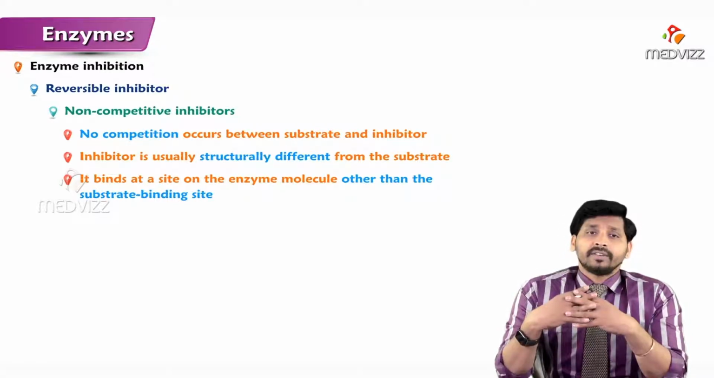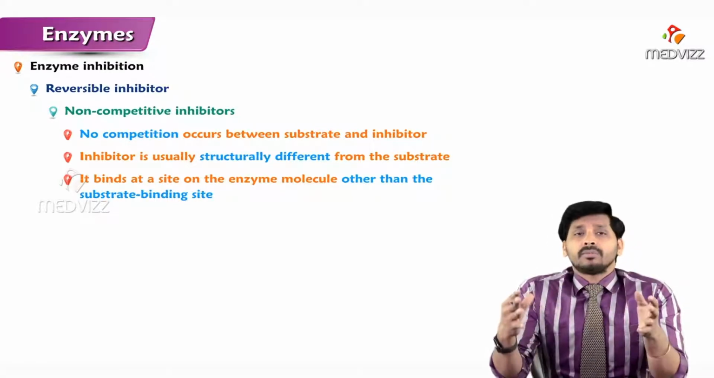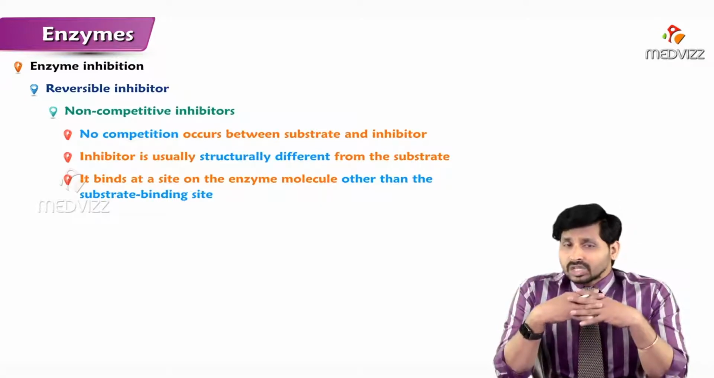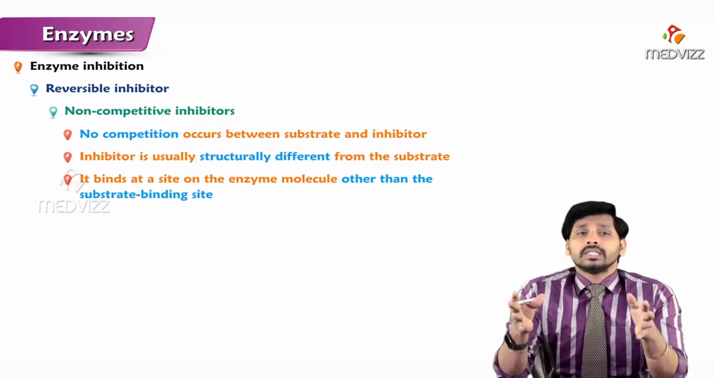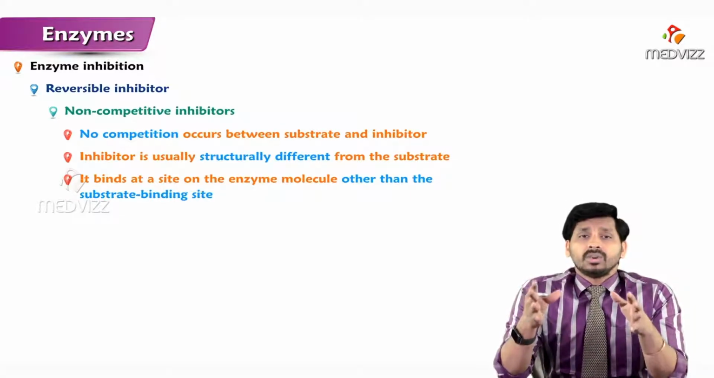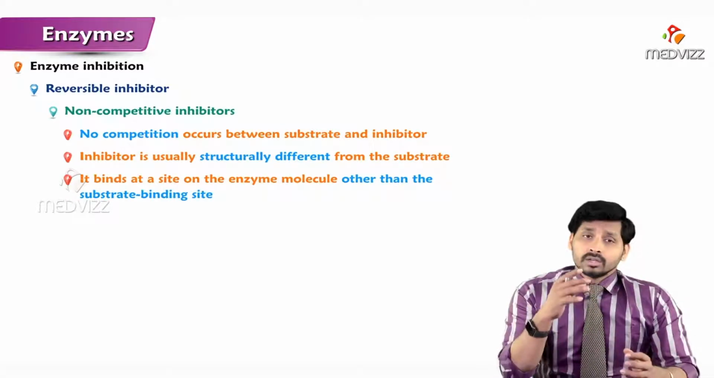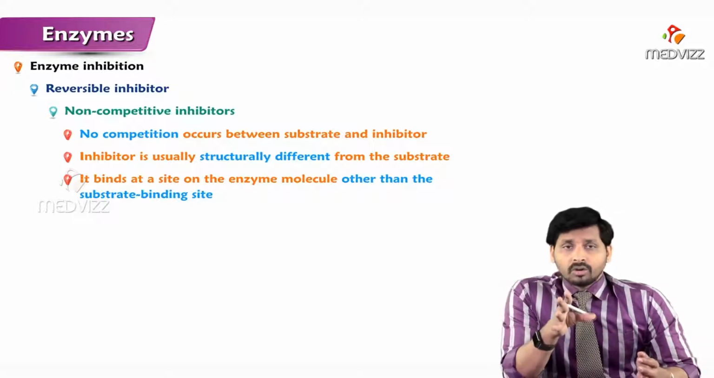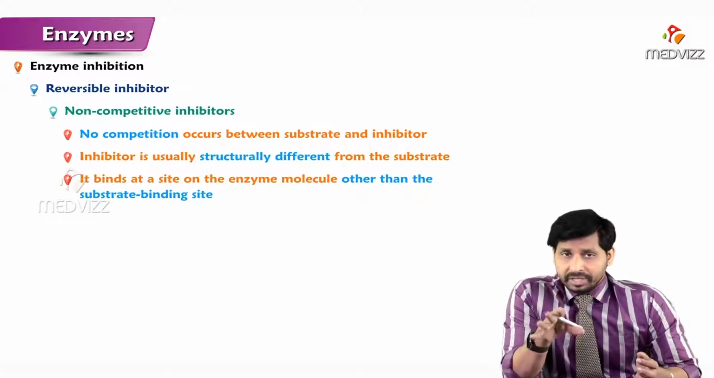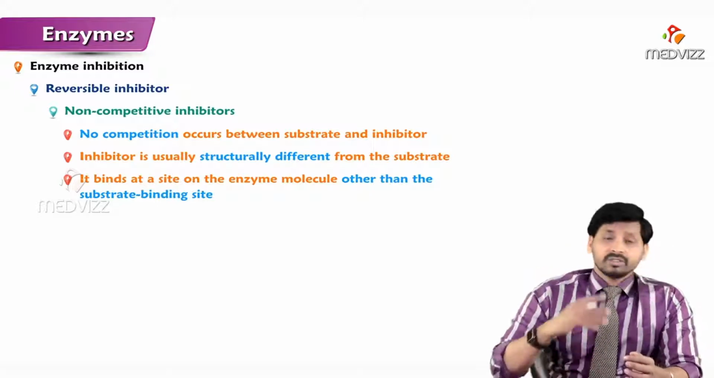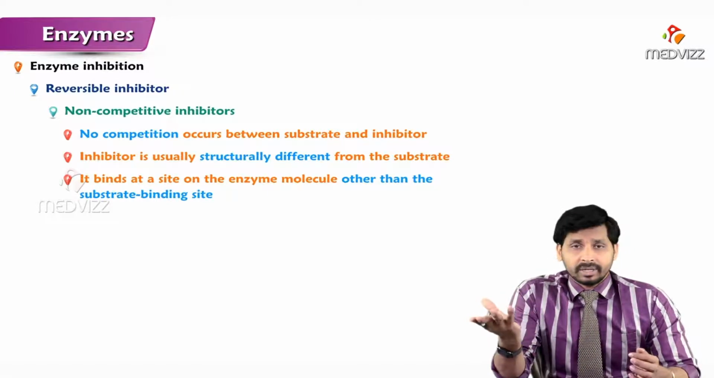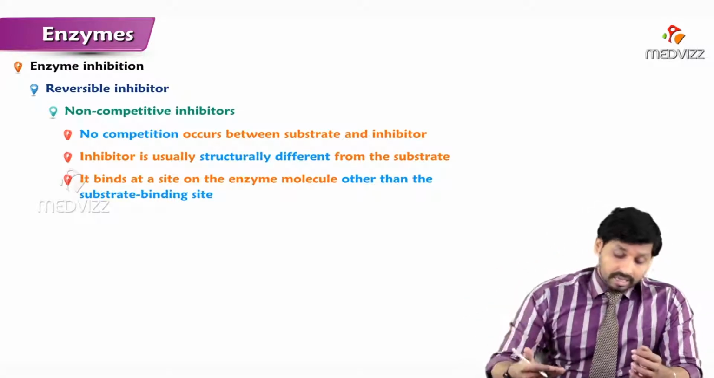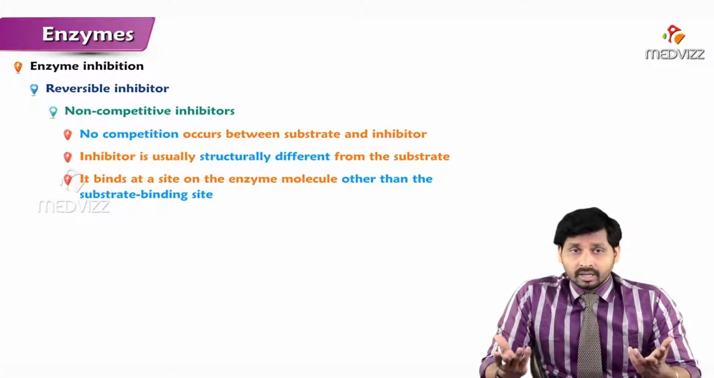But in non-competitive inhibition, there is no such competition. Why? Because the structure of the inhibitor is totally different from the substrate. But still inhibition happens. How is it possible? So let us discuss. The inhibitor involved in non-competitive inhibition is known as a non-competitive inhibitor. There is no competition between substrate and inhibitor. As I said, there is no structural similarity between substrate and inhibitor, and the inhibitor is usually structurally different.